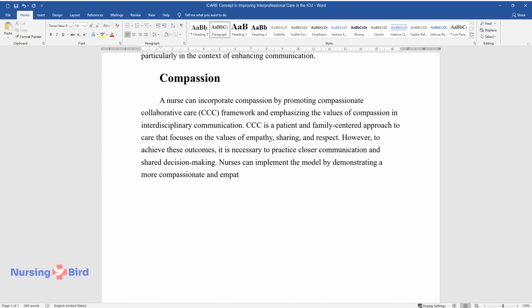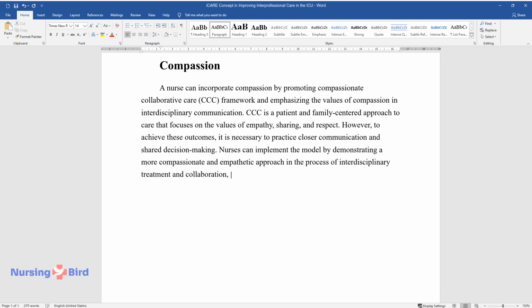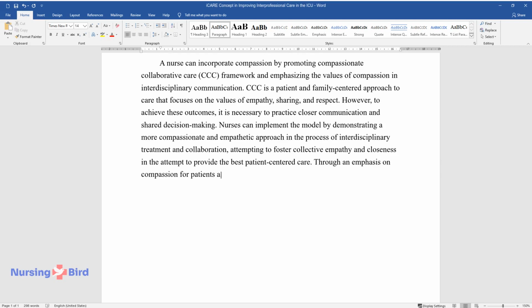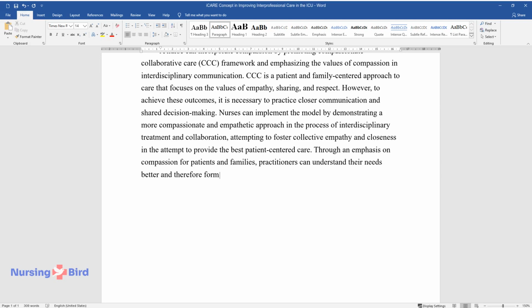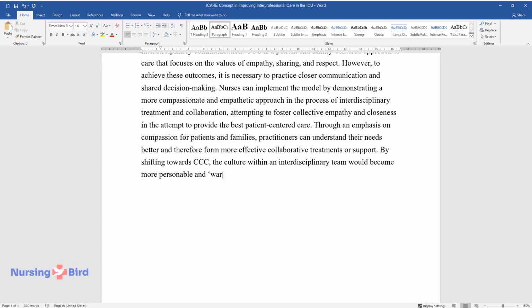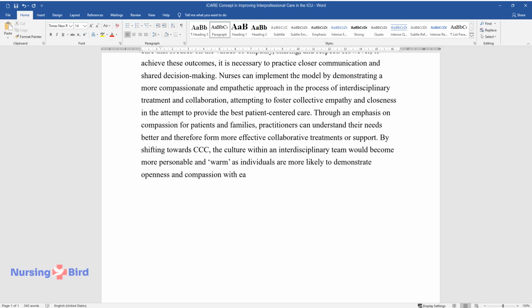Nurses can implement the model by demonstrating a more compassionate and empathetic approach in the process of interdisciplinary treatment and collaboration, attempting to foster collective empathy and closeness in the attempt to provide the best patient-centered care. Through an emphasis on compassion for patients and families, practitioners can understand their needs better and therefore form more effective collaborative treatments or support. By shifting towards CCC, the culture within an interdisciplinary team would become more personable and warm, as individuals are more likely to demonstrate openness and compassion with each other as well.